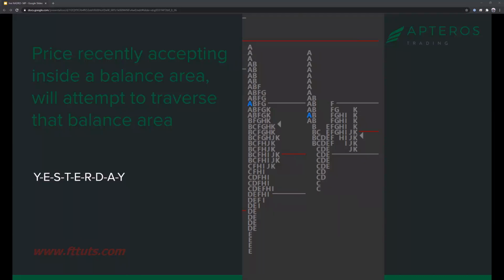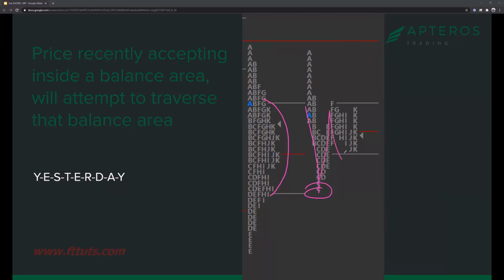Price recently accepting inside a balance area will attempt to traverse that balance area. Putting together a course, well, you know, am I going and cherry picking examples from 3 years ago, the one instance where this happened? No, this was yesterday, okay? No problem. A period pushes in, and then we traverse the balance area and value. This is a nice value area for 2 days ago. This was yesterday. Boom, revert across. And that was all she wrote, right?